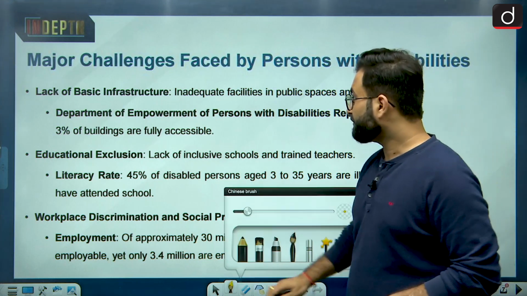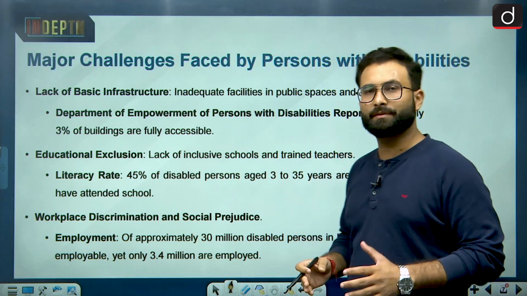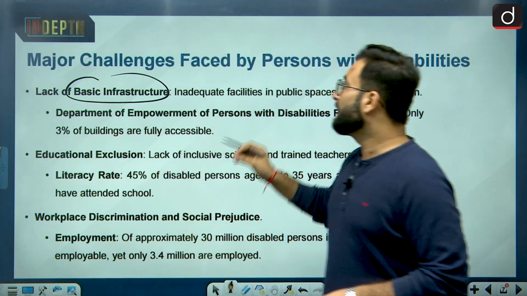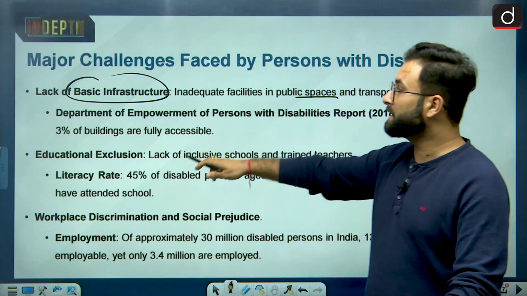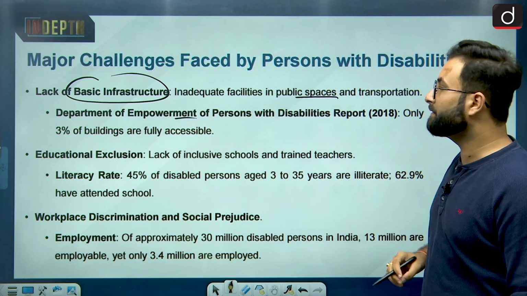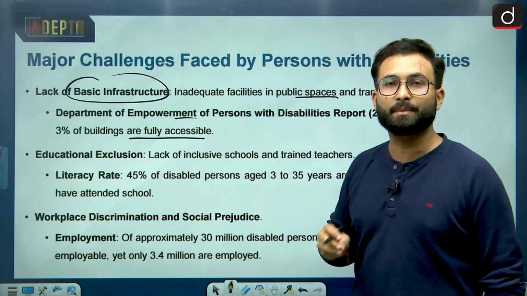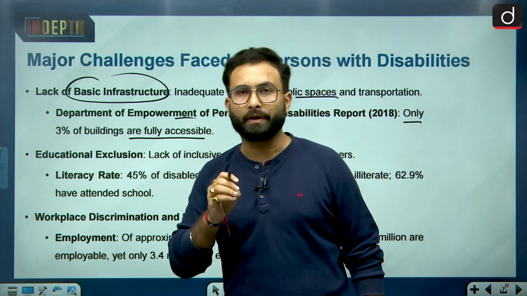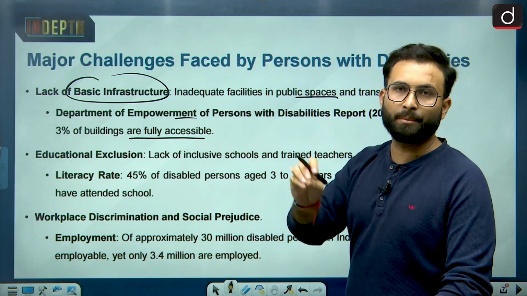First are the major challenges faced by persons with disabilities. First is the lack of basic infrastructure, which we have seen: inadequate facilities in public spaces and transportation. The Department of Empowerment of Persons with Disabilities report of 2018 says that only 3% of the buildings are fully accessible. That means only 3% of buildings are friendly for people with disability, where they can access all parts of the building.